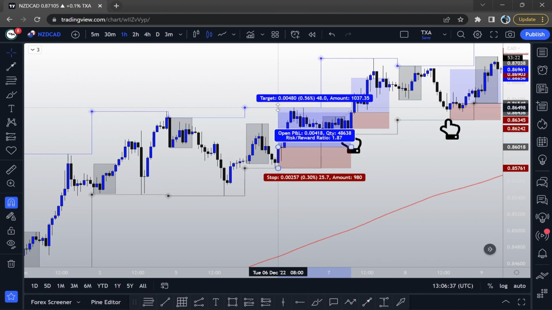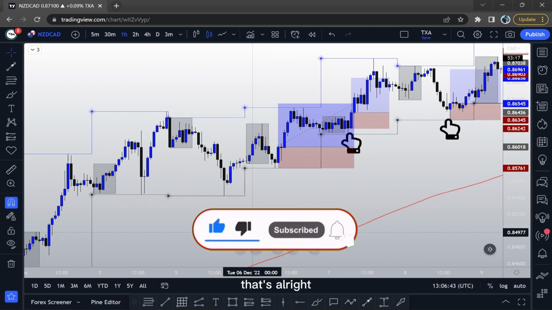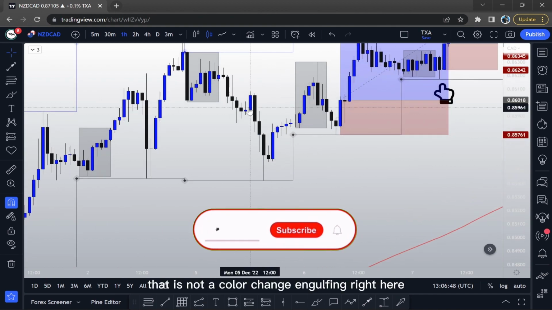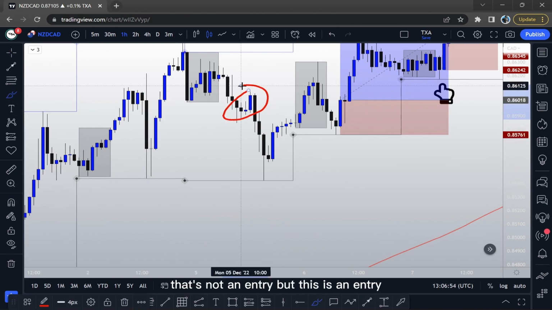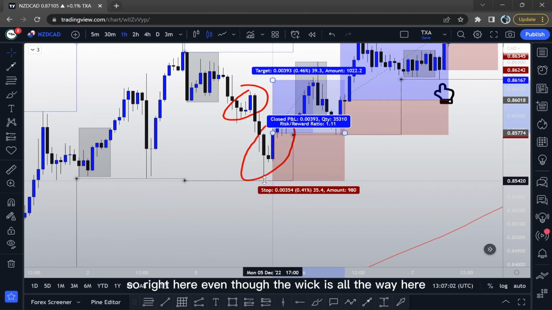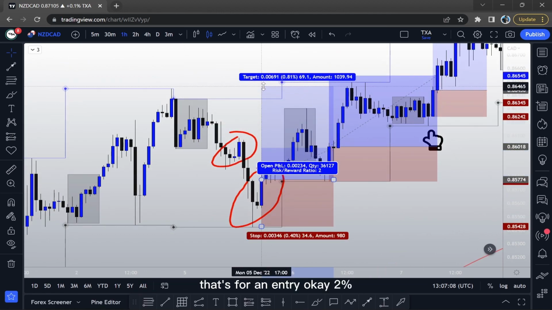Aim for 2% reached in the new day. That's all right. Okay, this right here is not an entry. That is not a color change. Engulfing right here, that's not an entry. But this is an entry. So right here, even though the wick is all the way here, that's still an entry. Okay, 2%.